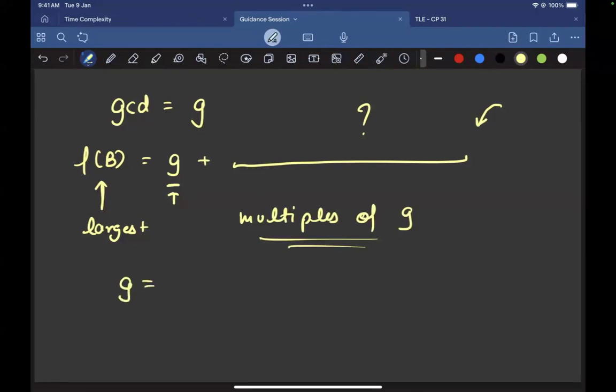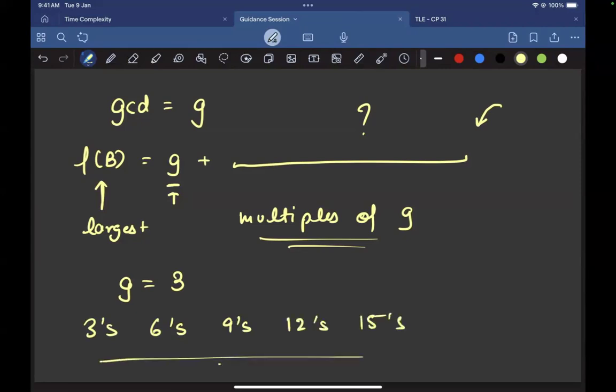Let's say G is 3. So all the 3s that are there in the array, all the 6s, all the 9s, all the 12s, all the 15s that are there in the array, all these numbers can be taken in the subsequence. They will give you a GCD 3, yes or no? Is that correct or no? Yes? I hope this is clear.